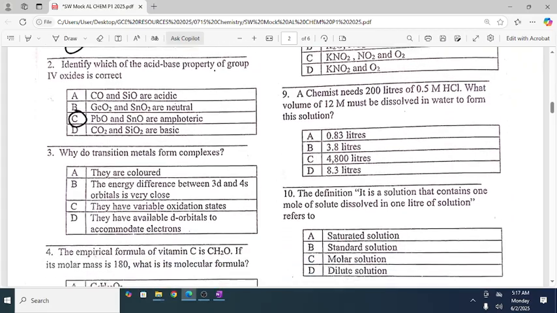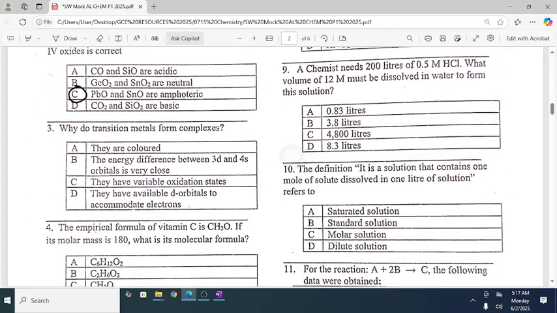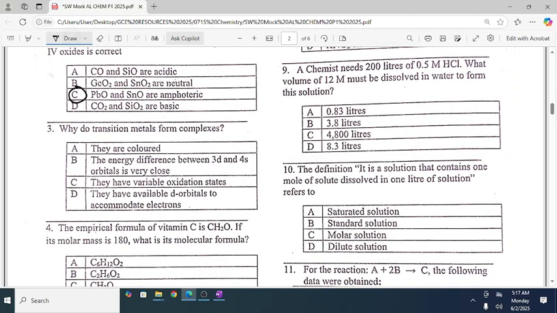Okay, now question 3, why do transition metals form complexes? Option D is clearly correct, because they have available d orbitals to accommodate electrons. Okay, so that's a basic reason why they form complexes. I can't really remember the explanation that was given to us back then in O-level, but I'm certain that it is option D.